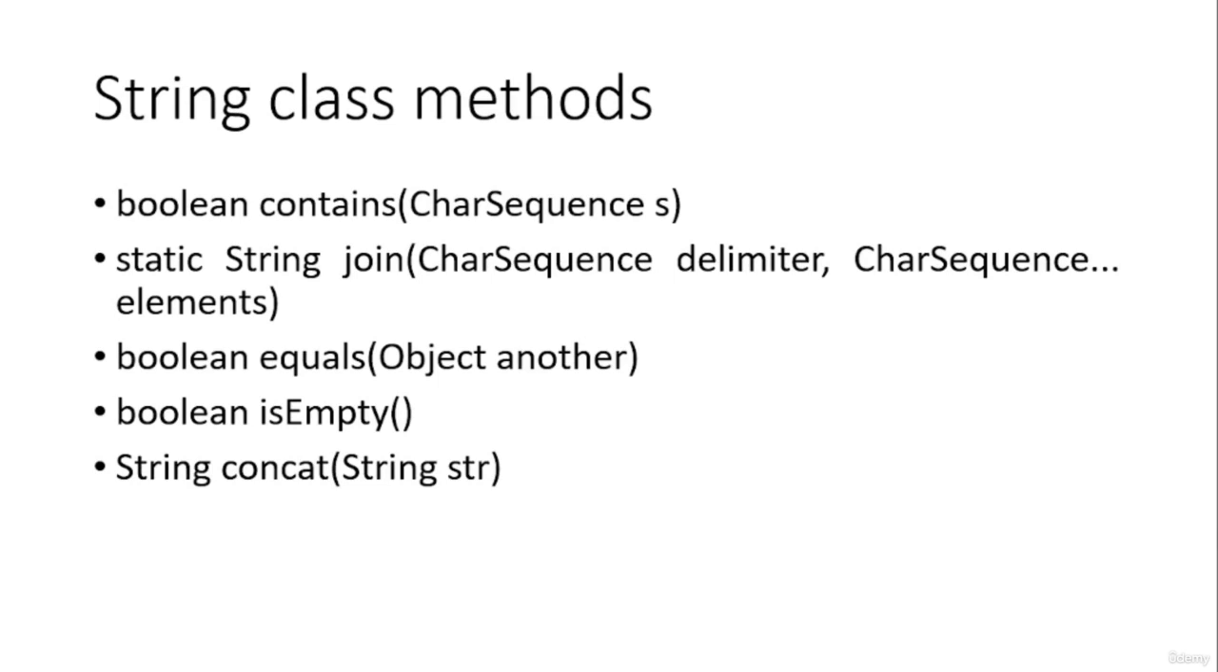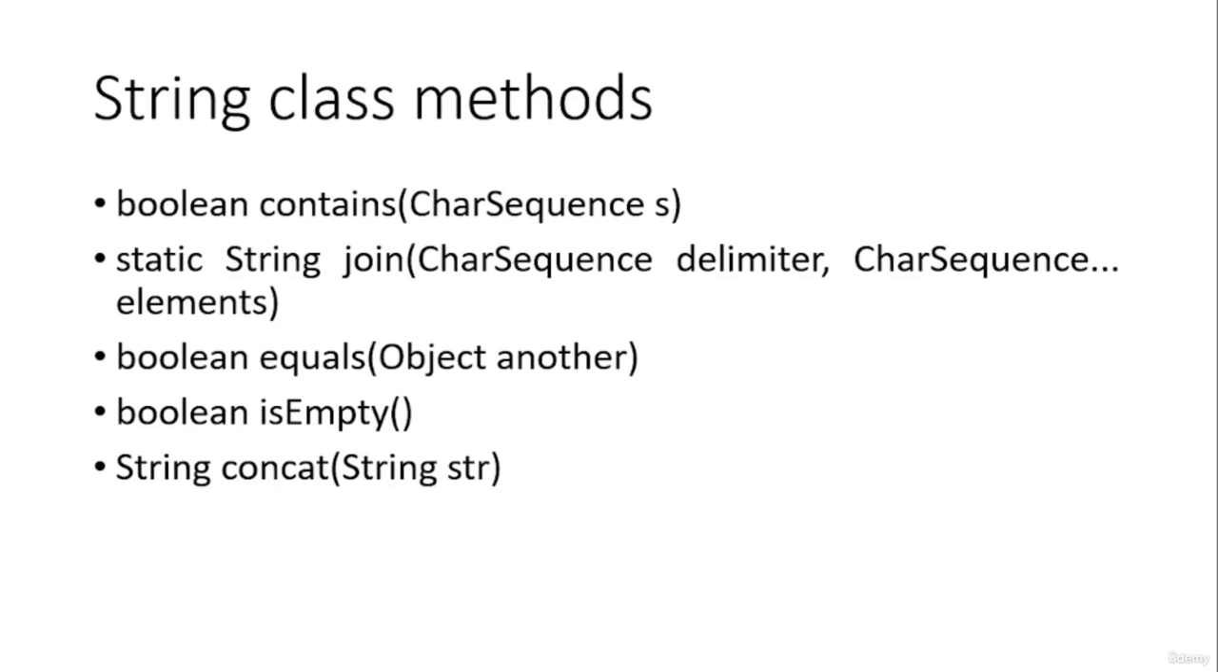The next method is the boolean contains, which checks whether a particular character sequence is present in the string. And next is the join method. The join method is used to join strings with delimiters, and we can also use a prefix and suffix with this. That's also available in join.